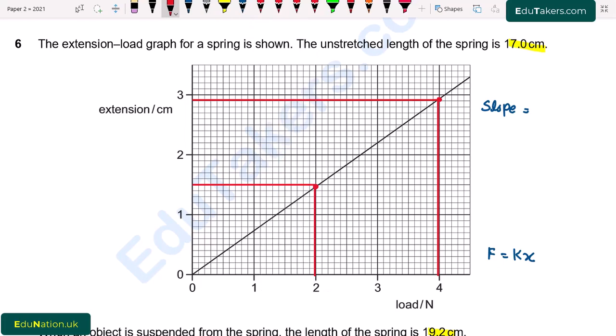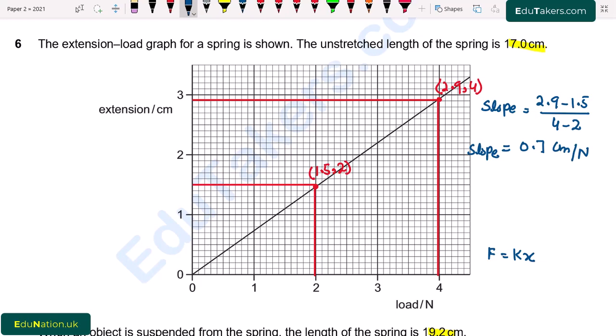Now at this point find out the value of the extension and load. Here load is 2, while the value of extension is 1.5. So I write here 1.5 and 2, and this point is at 2.9 and 4. So I find out the slope: 2.9 minus 1.5 divided by 4 minus 2. It will be equal to 0.7, and the unit is centimeter over Newton.